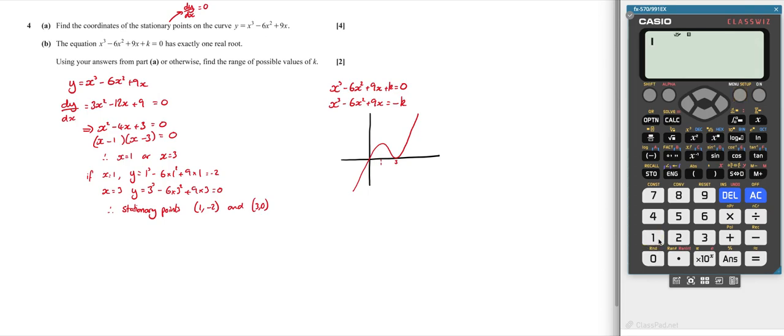So y is 1. I'm going to have 1 cubed minus 6 times 1 squared. Let's pop a 6 in there. That seems to have disappeared. Minus 6 times 1 squared plus 9 is 4. No idea why I got minus 2 before, but again, drawing the graph alerted me to a mistake, and I've been able to go back and fix that.